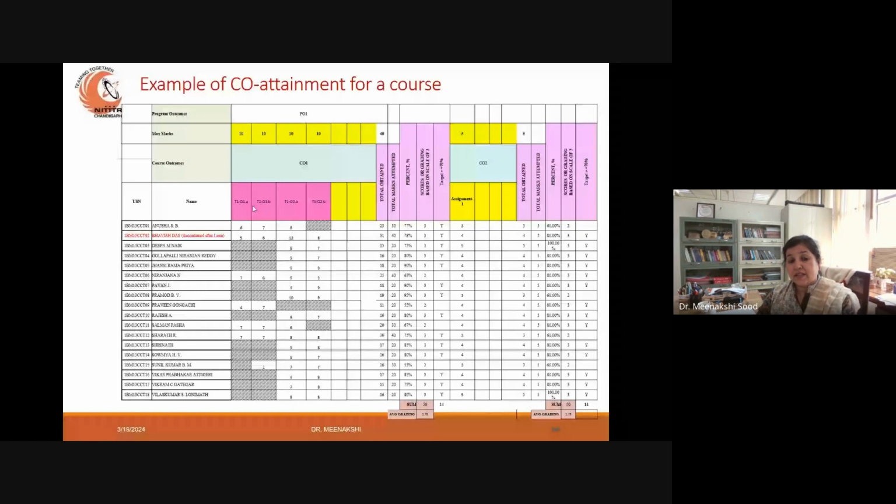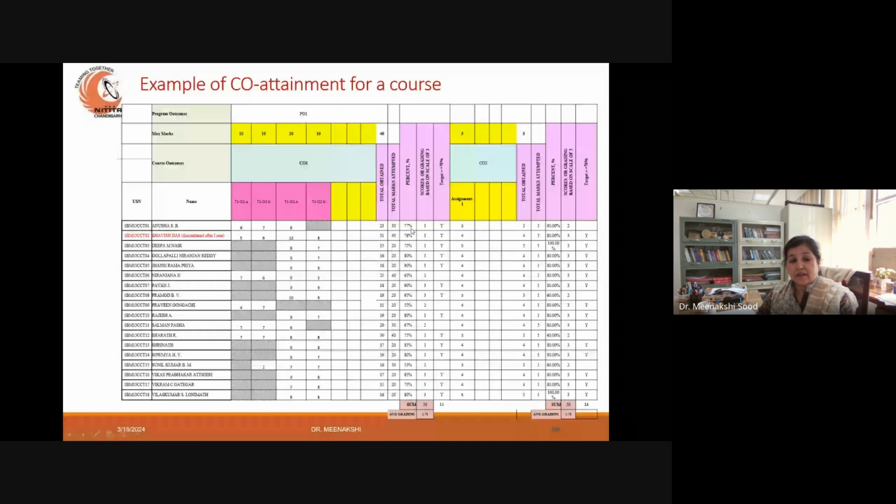So CO1 is assessed by the first mid exam: question 1A, question 1B, question 2A, question 2B, all 4 questions of 10 marks each. Total marks is 40. So the marks attained by each and every student are mentioned here. In the Excel sheet you can manage total marks obtained, total marks, how much attempted, or what percentage you got. So the percentage of marks attained by every student is here, and based on this you can give the score.